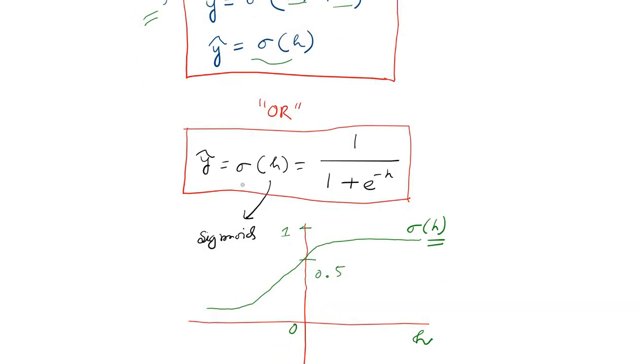So how does the function behave or look? Sigma of h is given by 1 divided by 1 plus e to the power minus h, so it is centered around 0.5, where it provides a sigmoid function, correct?